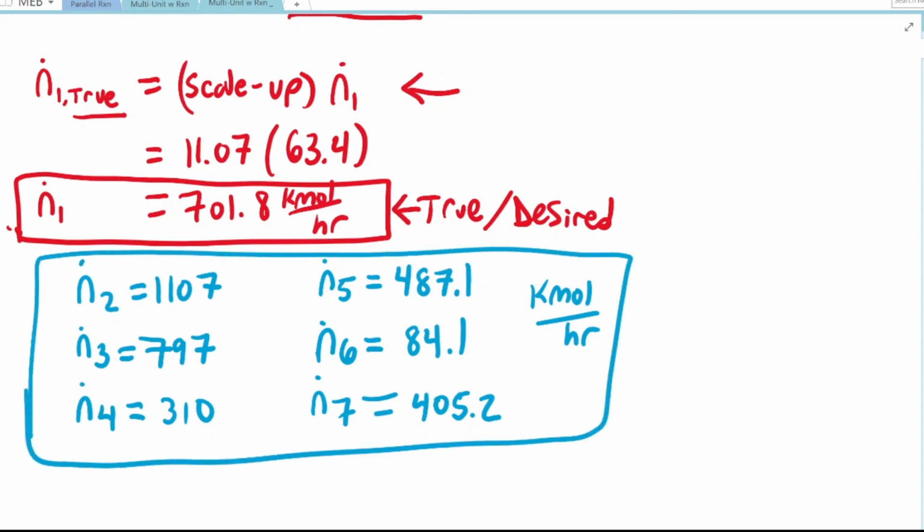And there it is. You have solved a multi-unit process with a reaction. So thanks a lot for tuning in, and I'll see you in the next one.